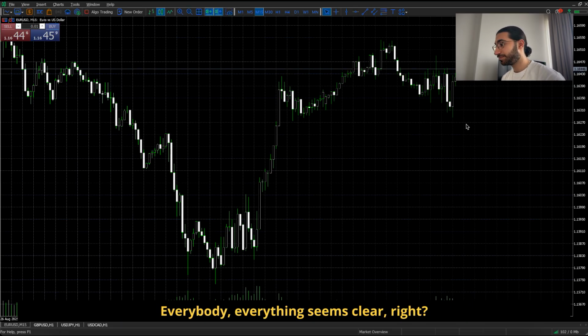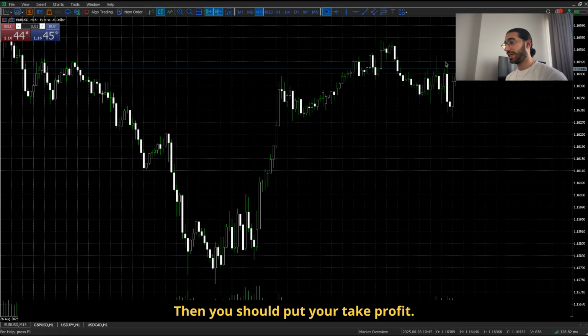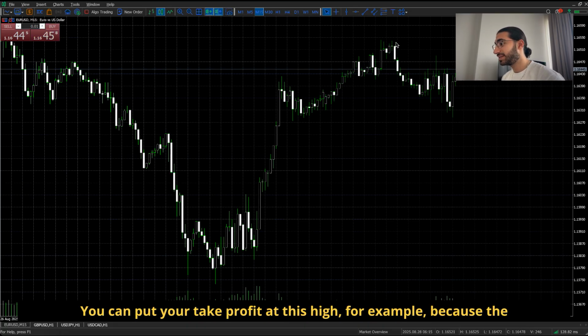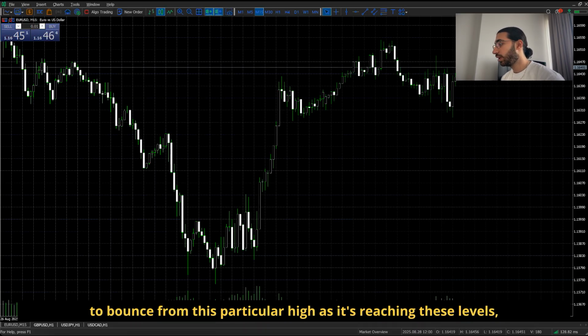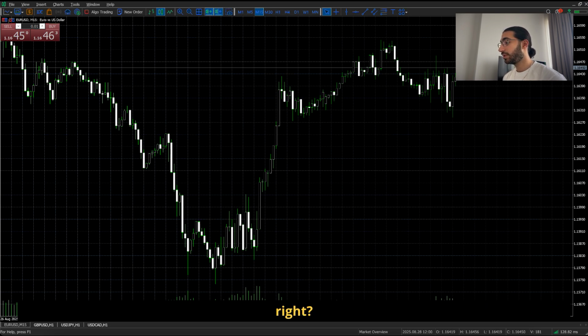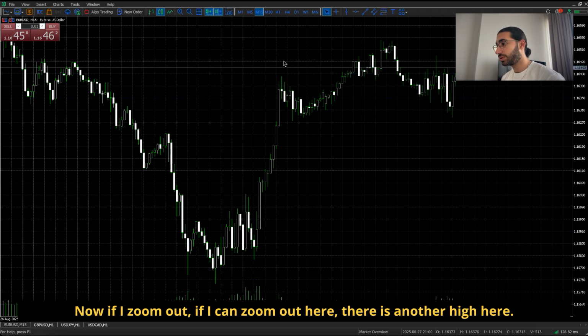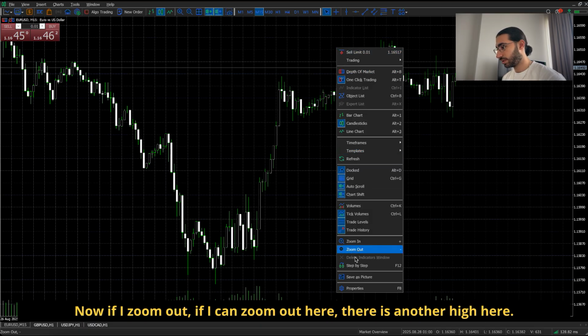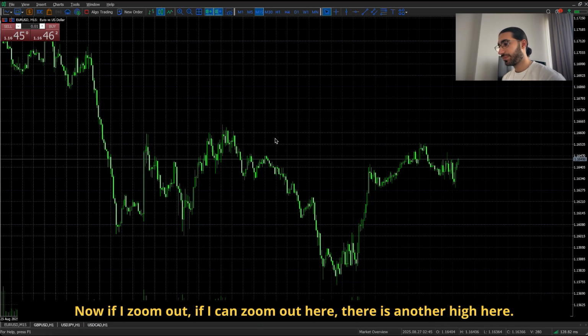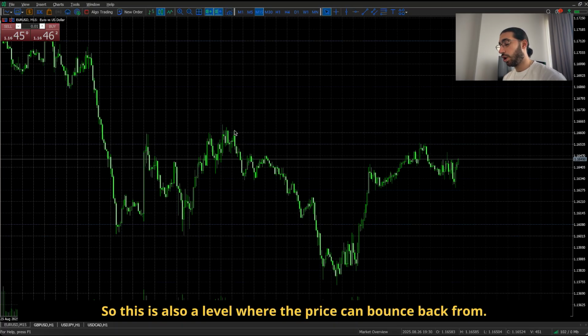Everything seems clear, right? Then you should put your take profit. You can put your take profit at this high, for example, because the price has a high chance to bounce from this particular high as it's breaching these levels, right? And this would be basically your first take profit. Now, if I zoom out, there is another high here. So this is also a level where the price can bounce back from.